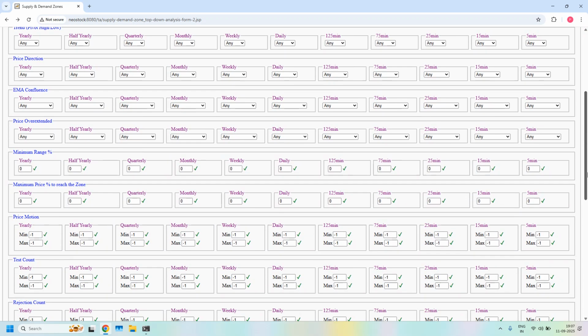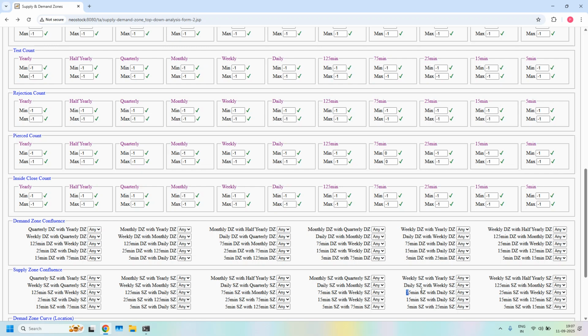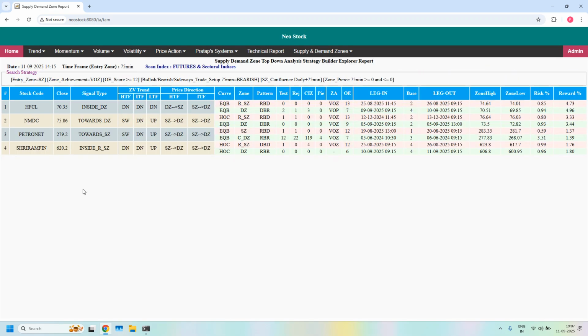First filter LTF, ITF supply zone confluence. That is 75 minutes and daily supply zone confluence. Out of 6 we got 4 stocks. So these 4 75 minute supply zones are overlapped with daily supply zone. And daily trend is a downtrend in all the stocks.